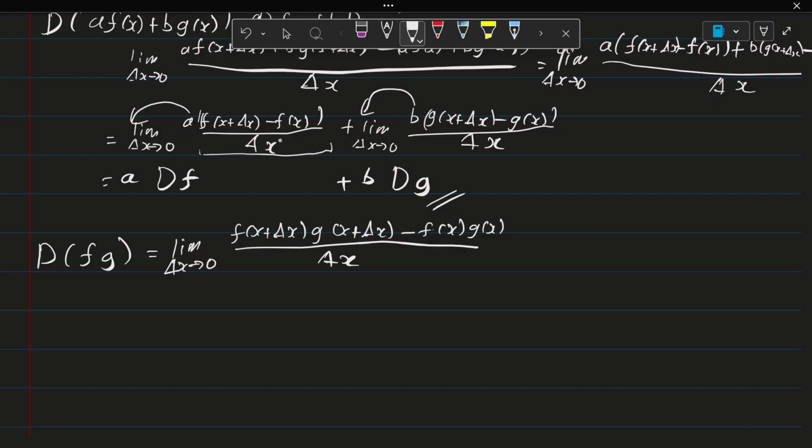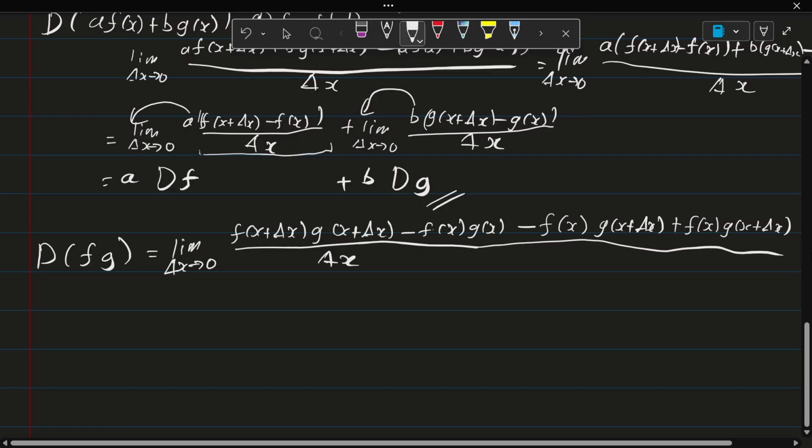Maybe I can just transform this: f(x + Δx) g(x + Δx), subtract that by another function. Let's just state that to be f(x) g(x + Δx). But in doing so, I must keep this equation in balance. So that means I need to add f(x) g(x + Δx) as well. So you might think that this doesn't truly help anything.